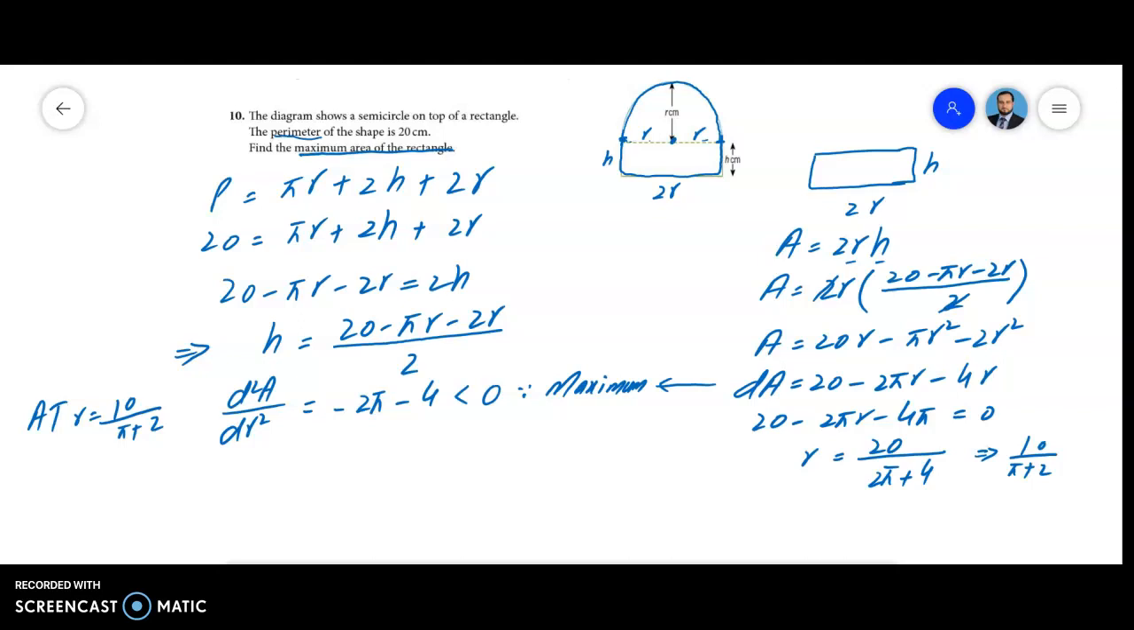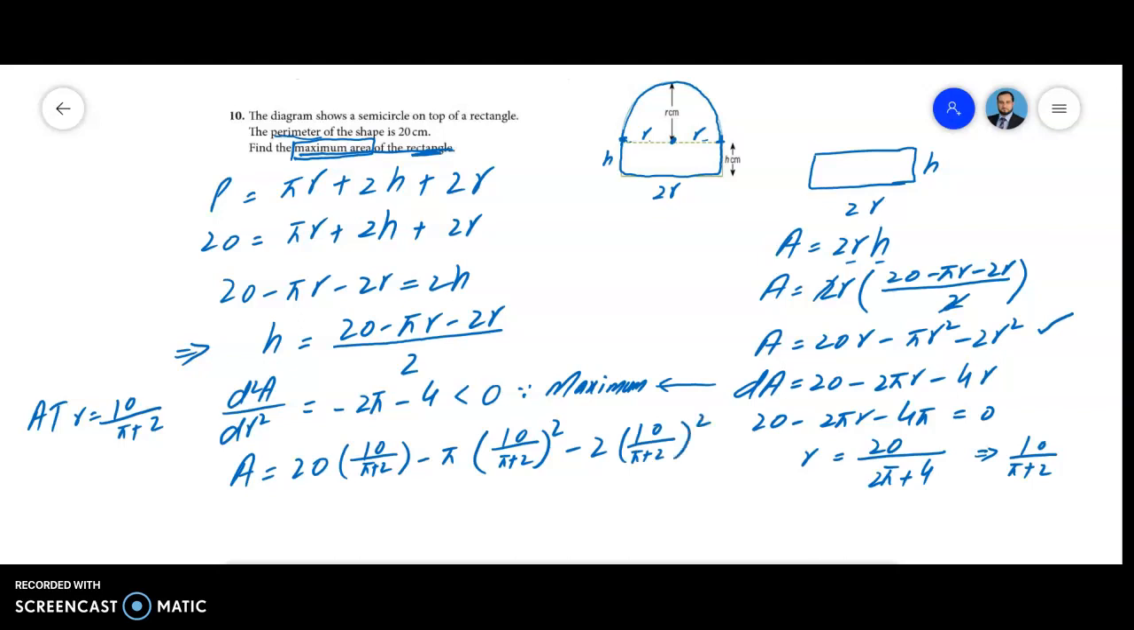But at the end it said find the maximum area. So in order to find the maximum area of this rectangle, remember this was the area equation, so we can plug the value of r over here. So 20 times r, which is 10 by pi plus 2, minus pi times (10 by pi plus 2) whole square, minus 2 times (10 by pi plus 2) whole square.